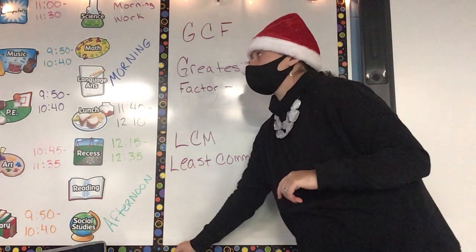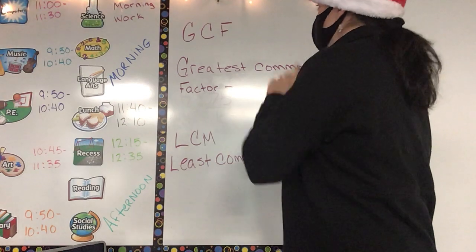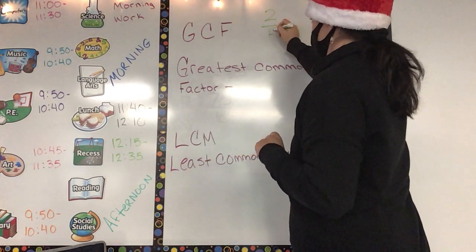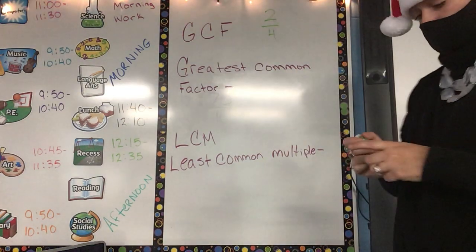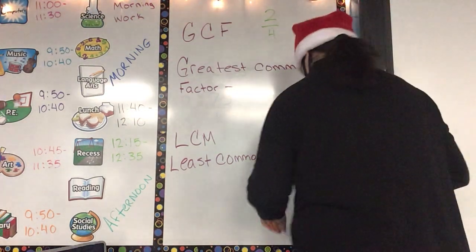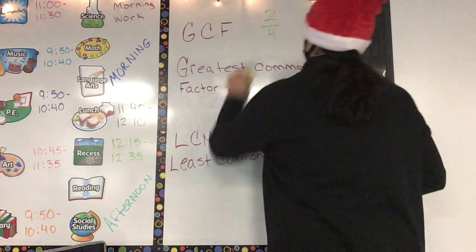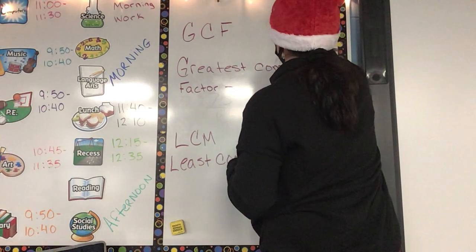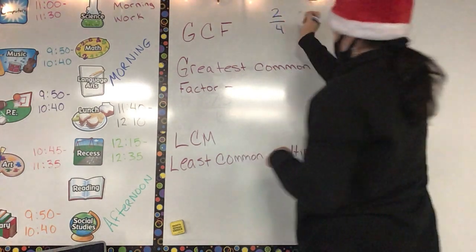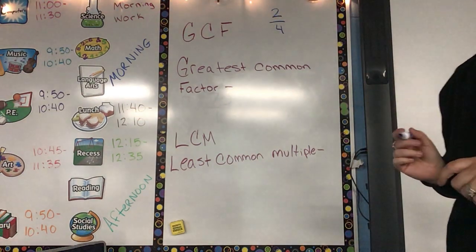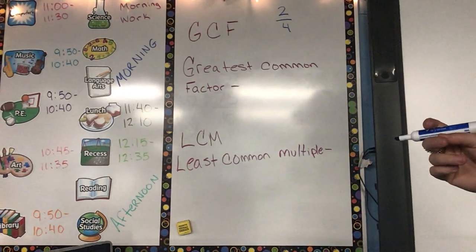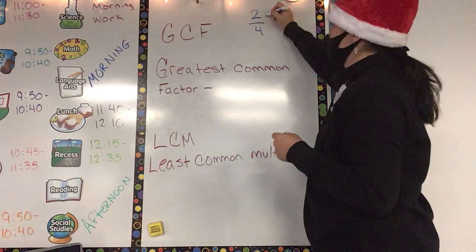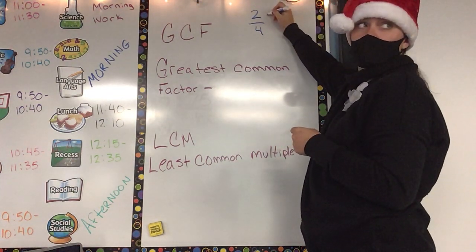So we use this on Friday when we were simplifying. If I had the fraction 2/4, and I said we had to simplify it, we are finding the greatest common factor to simplify this. So what can I divide both of these by to reduce my fraction here?